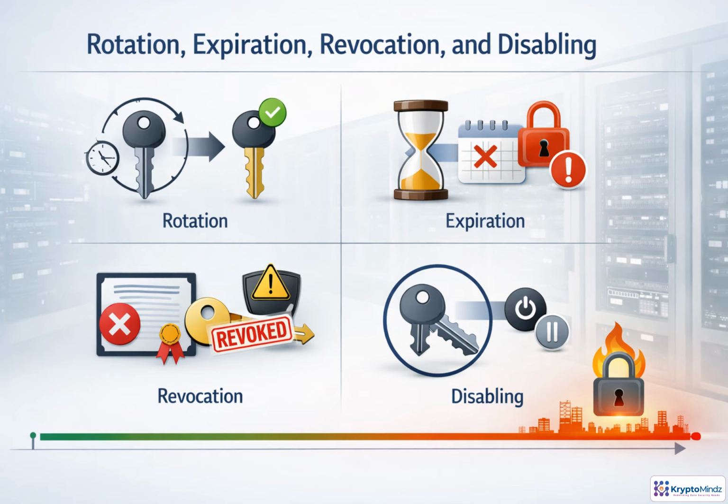Keys have a life cycle, just like passwords. Rotation means regularly swapping an old key for a new one. Expiration sets a date when a key must stop being used. Revocation is a stronger signal. This key is no longer trusted at all. Disabling is a pause button, blocking use temporarily without deleting the key.